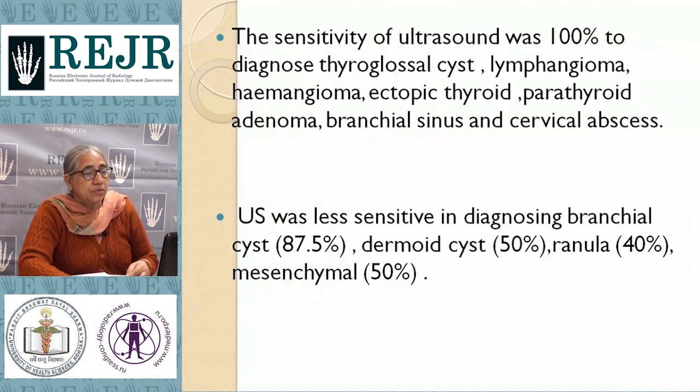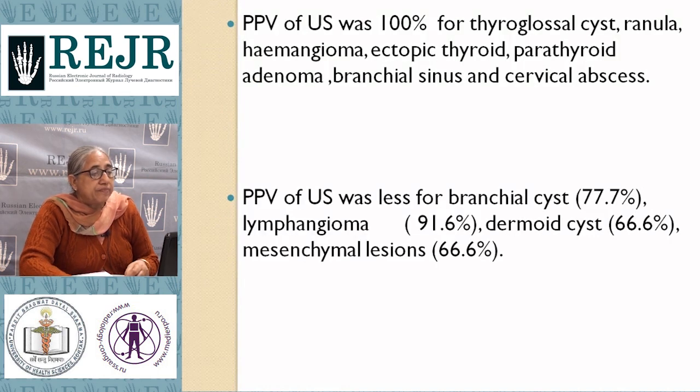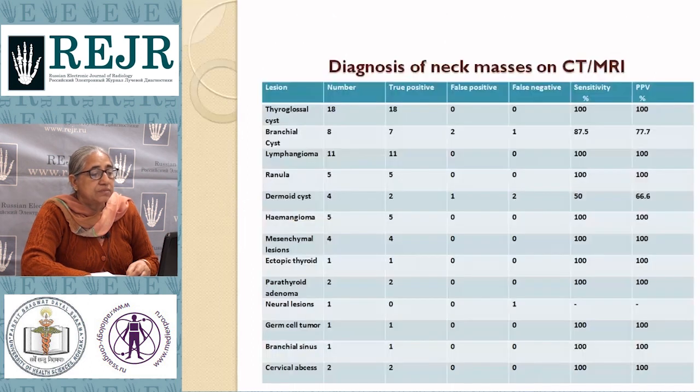So, the sensitivity of ultrasound was 100% to diagnose thyroglossal cyst, lymphangioma, hemangioma, ectopic thyroid, parathyroid adenoma, branchial sinus and cervical abscess. Ultrasound was less sensitive in diagnosing branchial cyst, dermoid cyst, ranula and mesenchymal lesion. Positive predictive value of ultrasound was 100% for thyroglossal cyst, ranula, hemangioma, ectopic thyroid, parathyroid adenoma, branchial sinus and cervical abscess, while it was less for branchial cyst, lymphangioma, dermoid cyst and mesenchymal lesions.